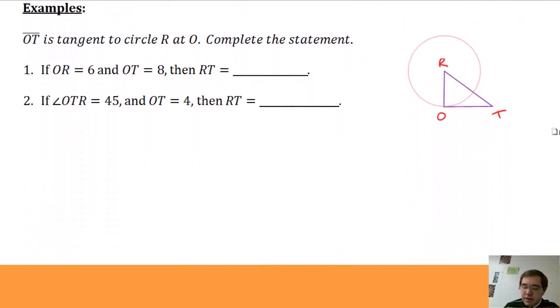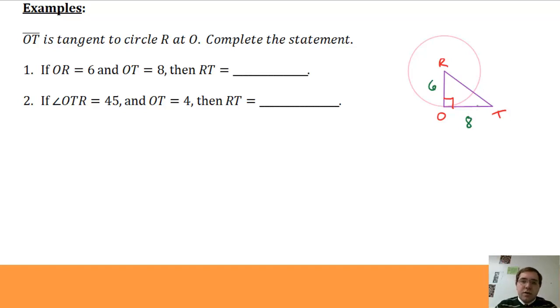Here are some examples of how we use these things. Let's say OT is tangent to circle R at the point O. We're going to complete each statement here. We end up with a triangle here. And we know this triangle is a right triangle because OT is tangent to the circle, so it's perpendicular to the radius from R to O. So if OR equals 6 and OT equals 8, then what is RT?